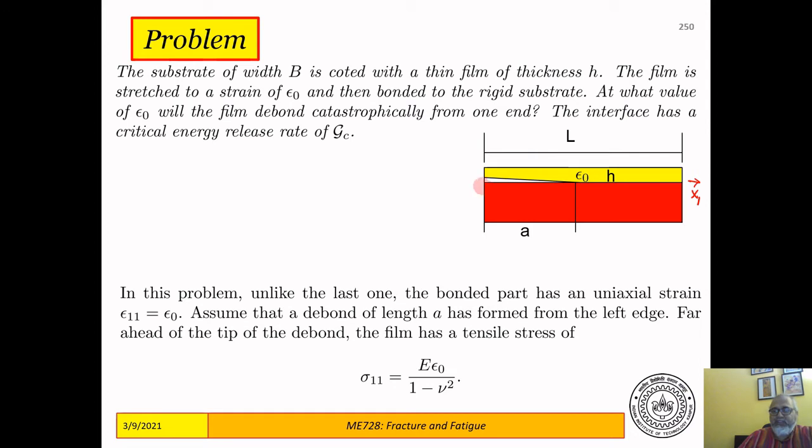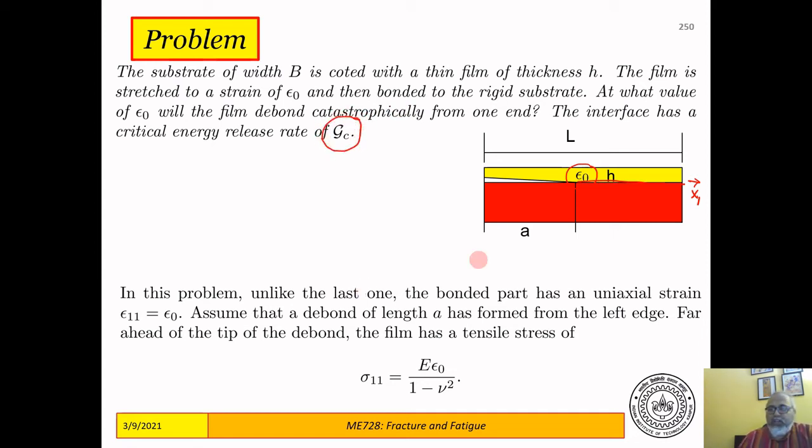What is the value of epsilon naught? What is the maximum value of epsilon naught that will prevent the debonding from happening? We are also told that the critical energy release rate of this substrate has been experimentally measured to be GC.